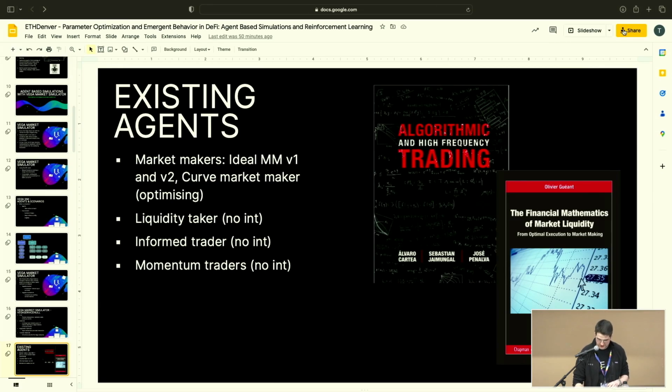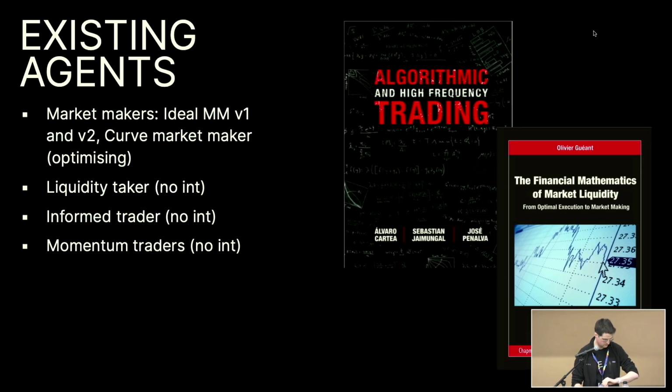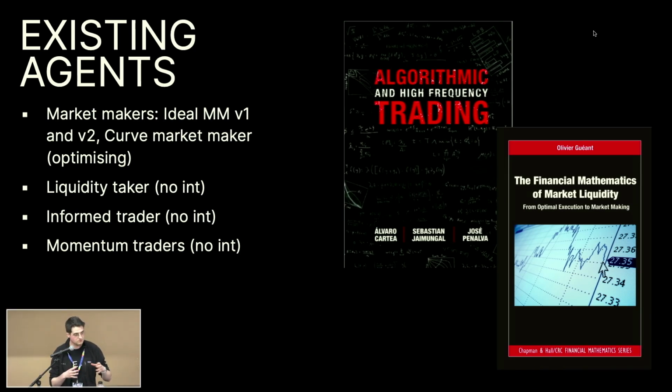Jumping back to the presentation. What time have we got? Oh, catching up on time. So we've got a few agents in our library that if you want to spin up and test, they're all sitting there waiting for you. We've got an ideal market maker and a curve market maker.